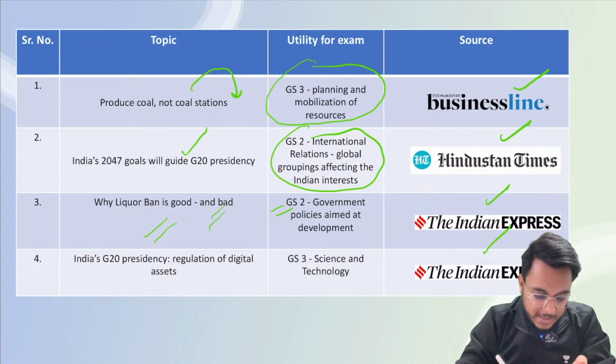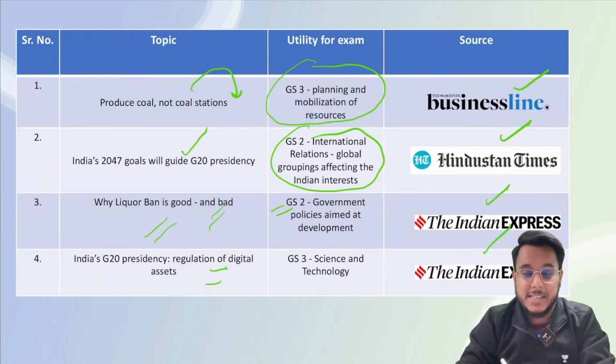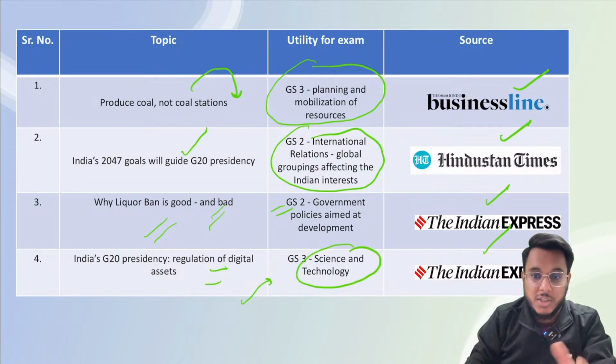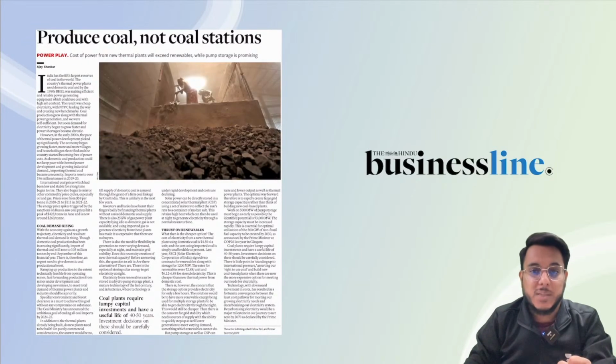Then the fourth article is Regulation of Digital Assets. Recently we have seen that terrorists are using digital assets for their nefarious objectives. So this thing will be seen with respect to GS paper number 3, Science and Technology. And this article is also taken from the Indian Express newspaper.